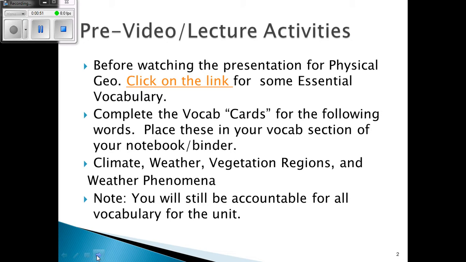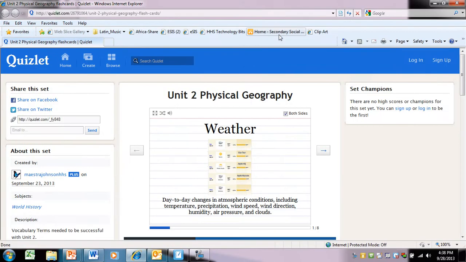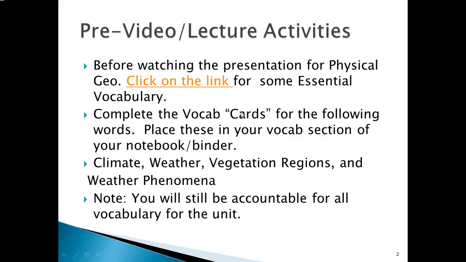On this slide, you see it has a link to click for essential vocabulary. I will click here for you, and you will go to a link called Quizlet. Here you can review the vocabulary words, play a game, or do a quiz. Okay, back to our pre-video slide.